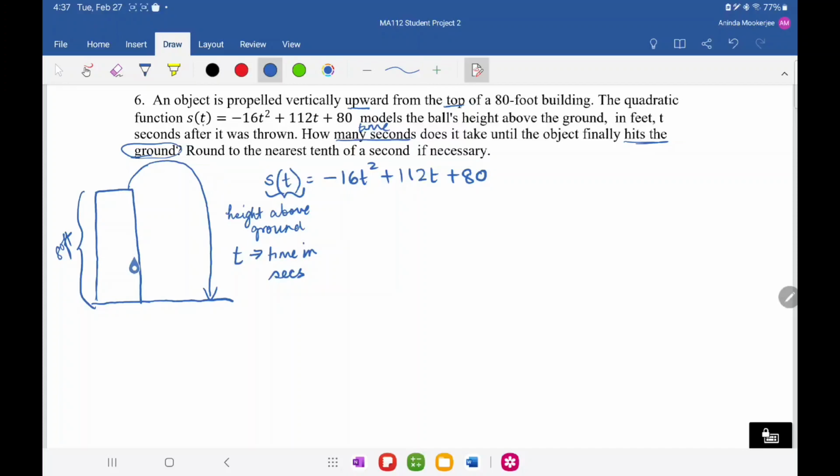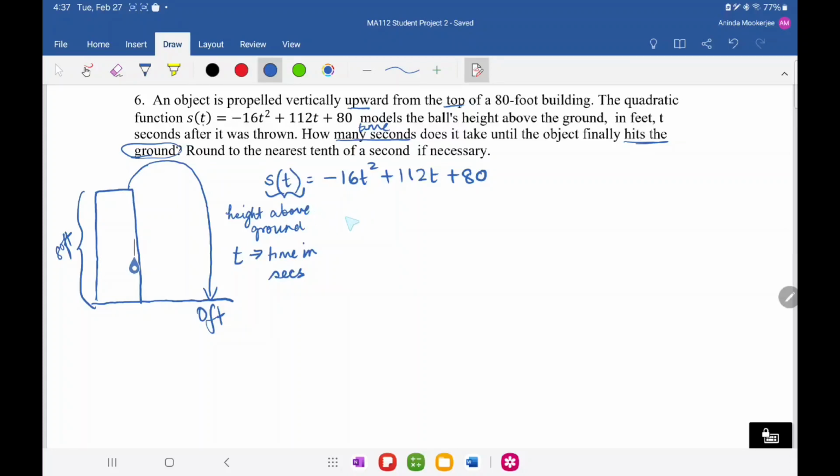So at the ground, what is the height of the ball going to be? It's going to be 0 feet at the ground. When the object is sitting on the ground, then it's not above the ground, it's on the ground. So it does not have any height above the ground. So it's going to be 0.